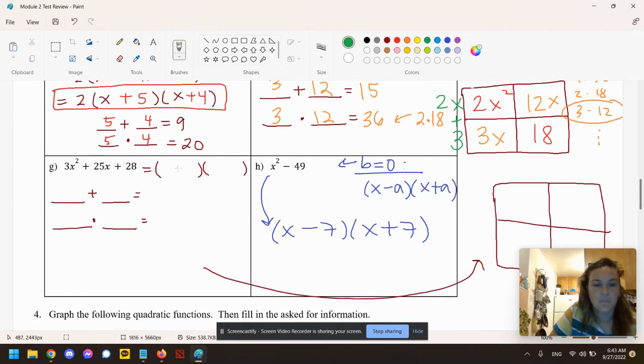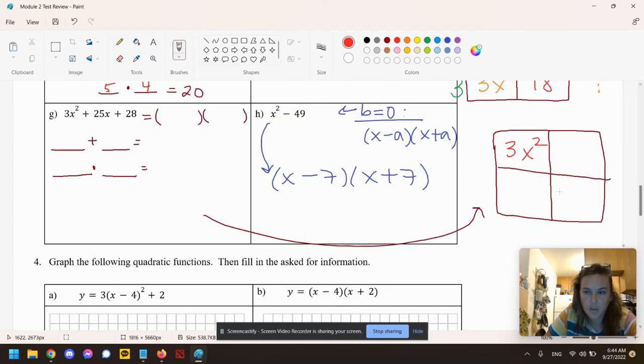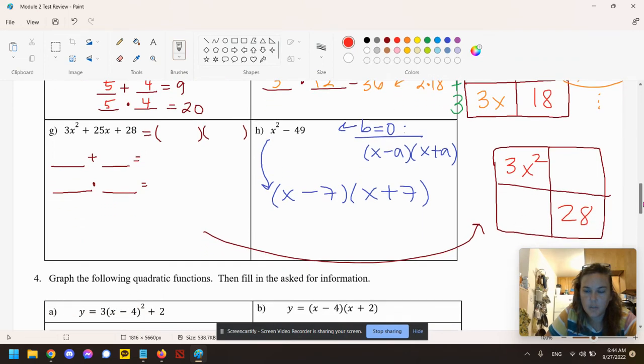All right, for G, same thing. I try to divide everything by 3. It does not work. And now I've got to do this method. I immediately write 3x squared and 28 in my two first boxes. I come over here. I say I want to add up to 25 because I still want to add up to B. And I want to multiply to A times C, which is 3 times 28, which is 84. So now I want to find all the factors of 84 and stop when I add up to 25.